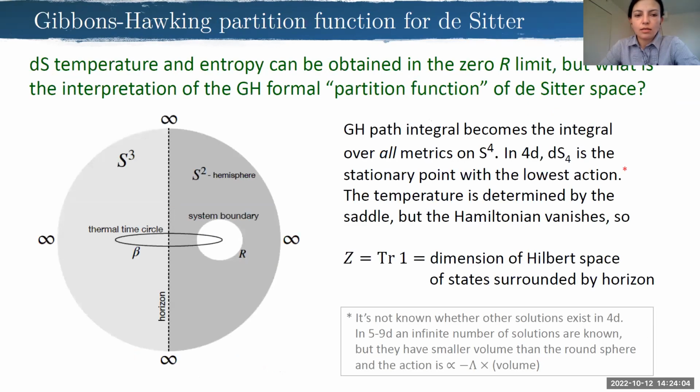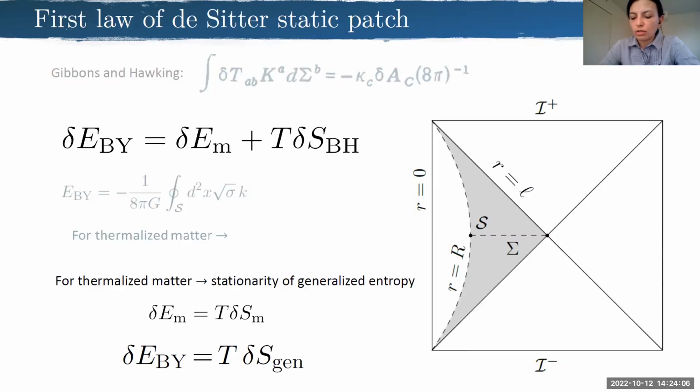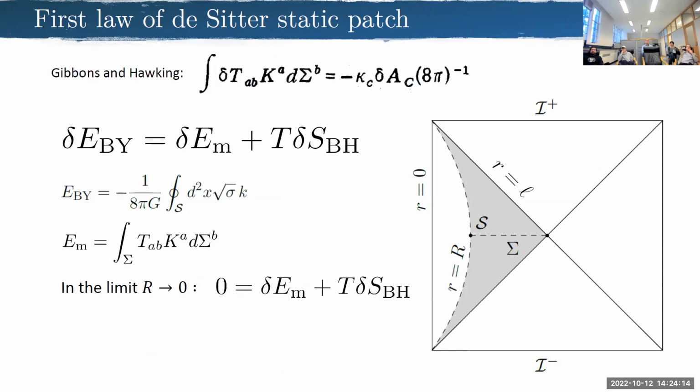Okay, I guess. Can I ask a question, please? Sure. In taking this limit as R goes to zero, does T remain positive throughout? Sorry, can you repeat? Does the temperature T remain positive as you take that limit? Yes, it does.